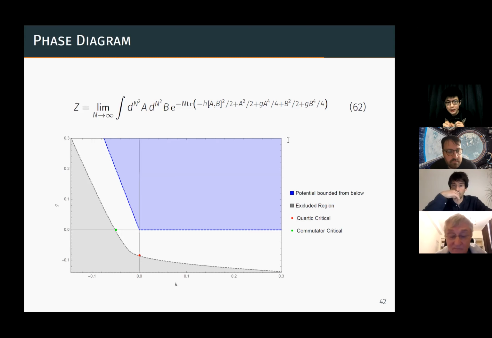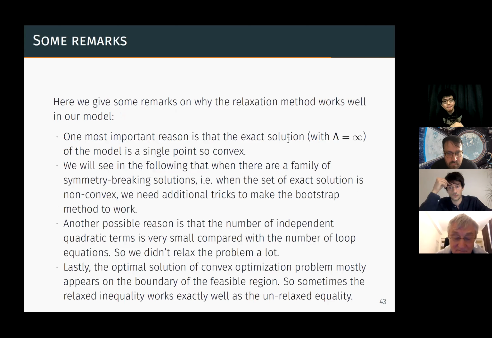And the red point and the blue point, they are the analytical boundary from the analytical result. So we see that the green point and the red point are almost on the gray boundary. This is a very strong signal that our gray boundary is already very precise. Okay, we see that our relaxation method generally works well. I have some remarks here to explain why it works well.